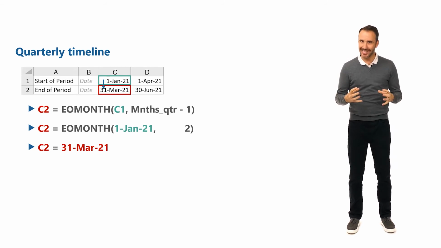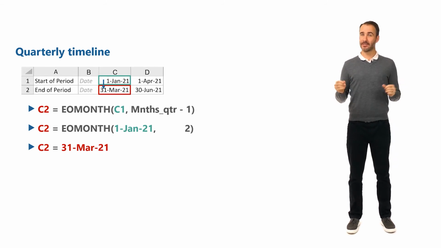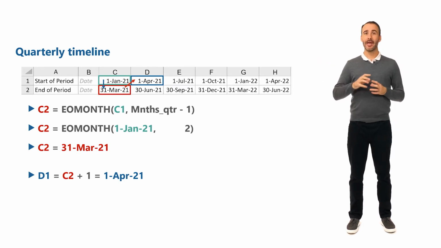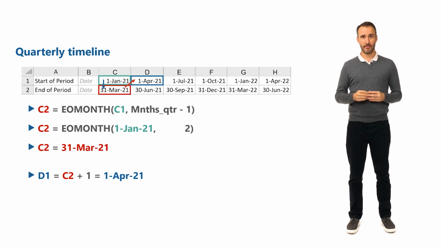As we can add dates, the start of the next quarter is just D1 equals C2 plus 1, which equals the 1st of April 2021. Period 2 starts the beginning of the day following the end of period 1. And of course, both rows are now copied across to the end of the required time period.